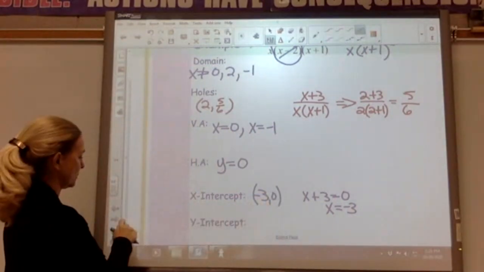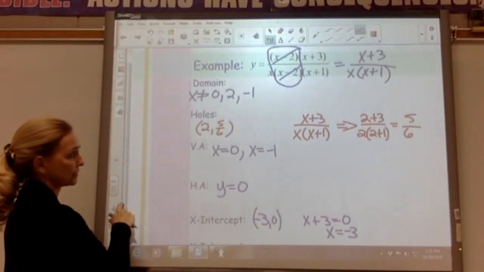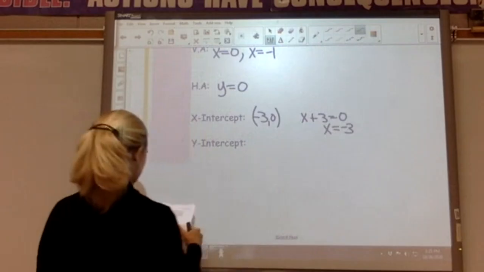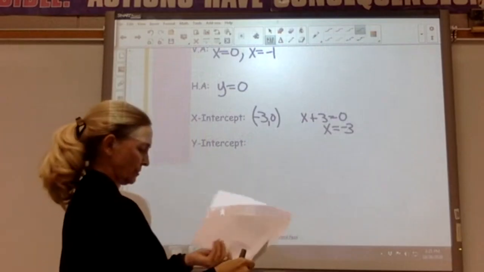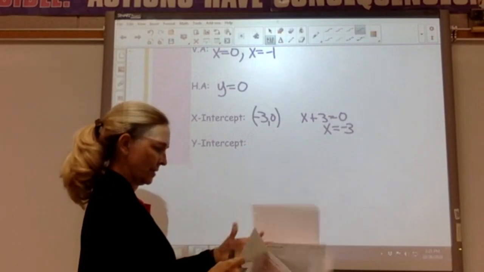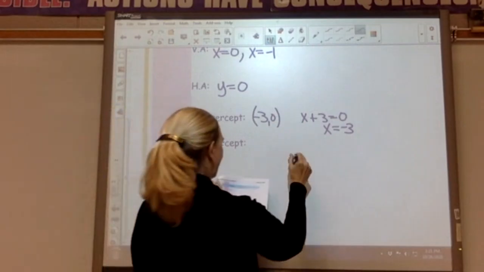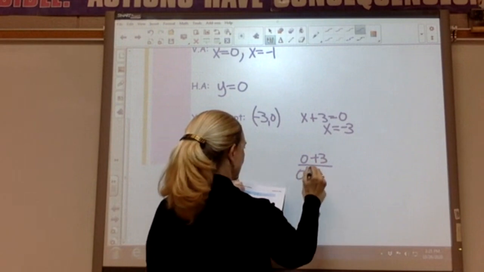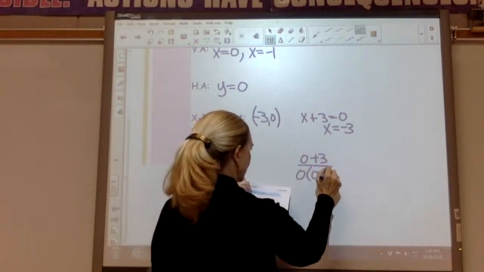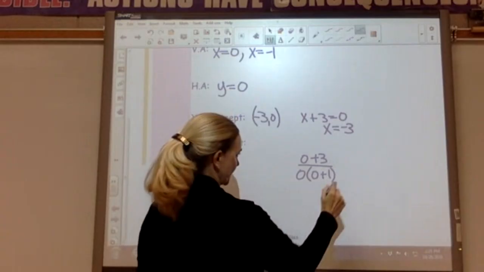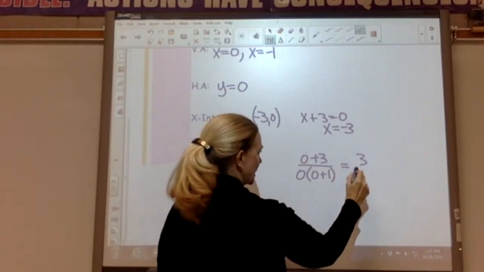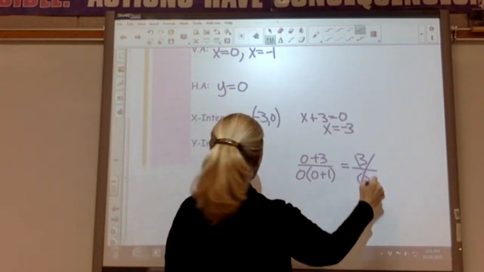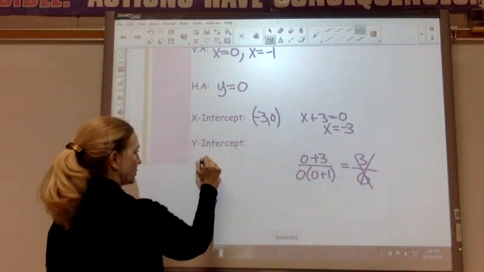The y-intercept, you plug in 0 for all the x's. So I write this down here. All right, so this is going to be 0 plus 3 over 0 times 0 plus 1. Now, this is 3, but here this is 0 times 1, which is 0. And I cannot have that, so there is no y-intercept.